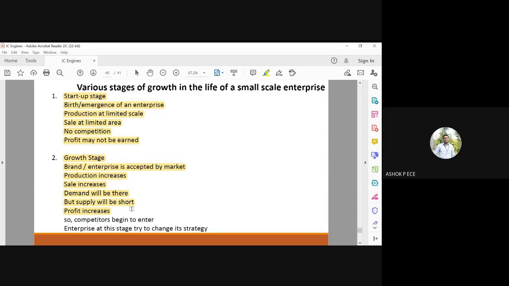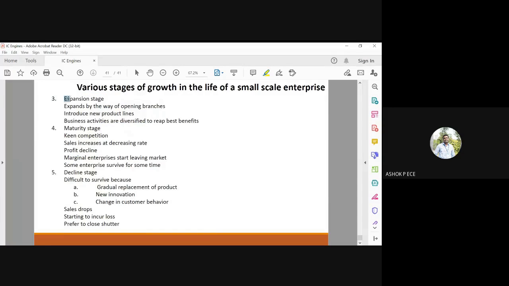The profit is going to increase. Once you feel that your product is going very well, competitors will enter the market, and at this stage you need to change your strategy. You have to ensure that the competitors are not entering your areas of business, and not eating your share of the profit. So that is the growth stage. At the growth stage, you can see your competitors visibly.